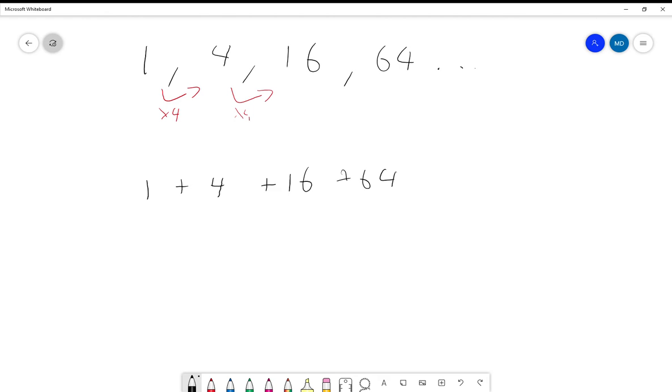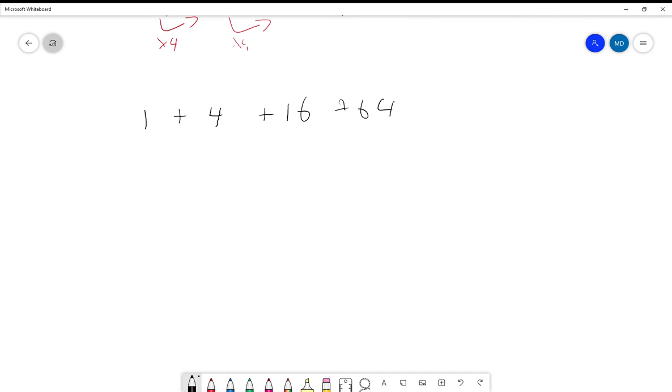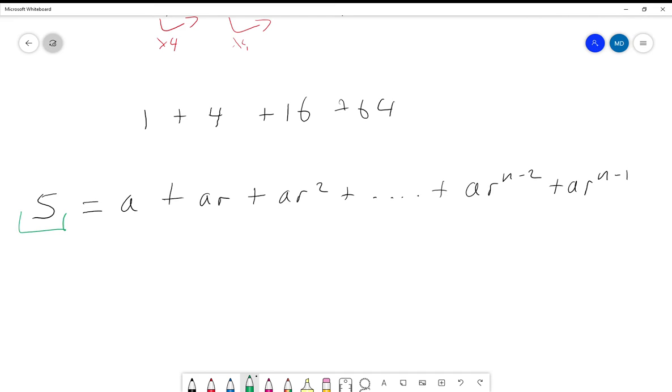Okay, so now let's look at the general idea of a geometric series. So let's say we've got this sum S, which is equal to a, because our first term is a, and then we've got a common ratio, so the next term is ar, plus ar squared, plus ... up to ar to the n minus 2 plus ar to the n minus 1. And that there is a general form of a geometric series. But what we really want is an easy formula for S.